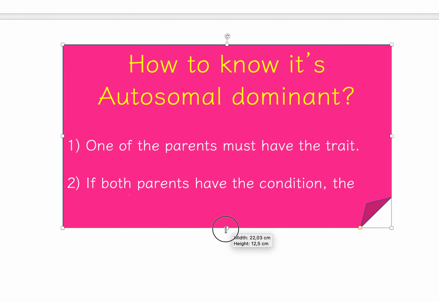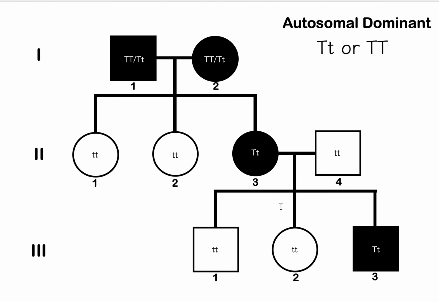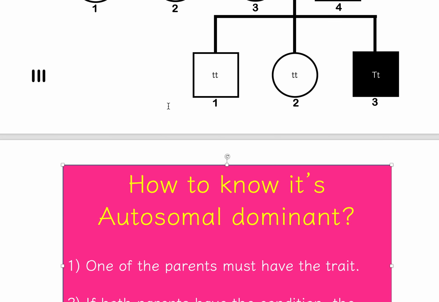What's next? If both parents have the condition, the kids won't always have the condition. So we can see here. Oh, this is also a key thing. Using a pedigree chart, you won't always be able to figure out the exact genotype, but you can guess. You can get to a point where it's either one of these. So I tried to solve this pedigree chart, and I came to the point where these two, you cannot be sure what they are. So I put a slash because they have to be either of these two. Okay, so coming back to this.